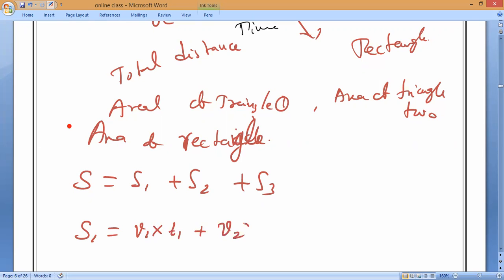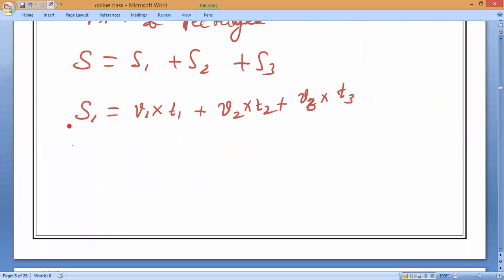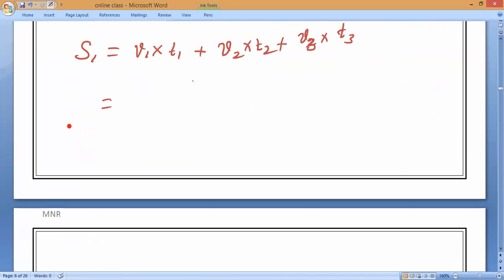In the same way, S2 is equal to speed 2 into time 2, and S3 is equal to speed 3 into time 3. So if you do all this, we get the total distance. Now, it is the general formula, but from the figure, what is S1? From the figure, S1 is the area of triangle 1.